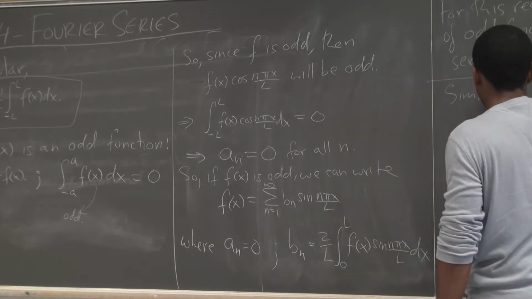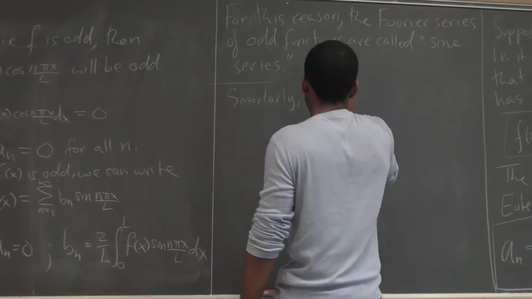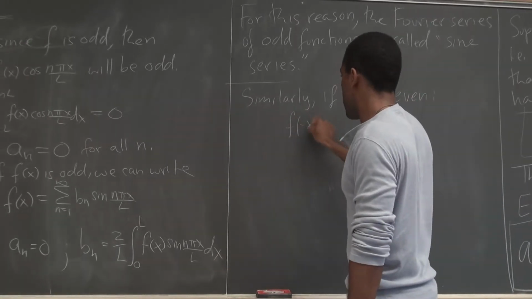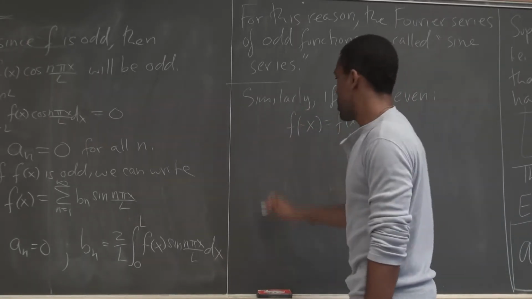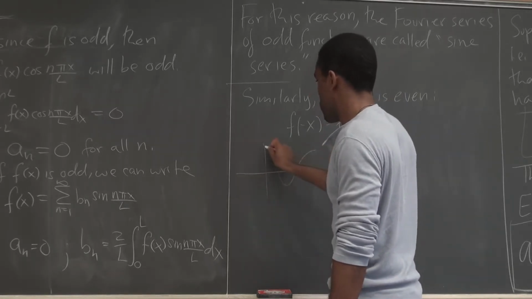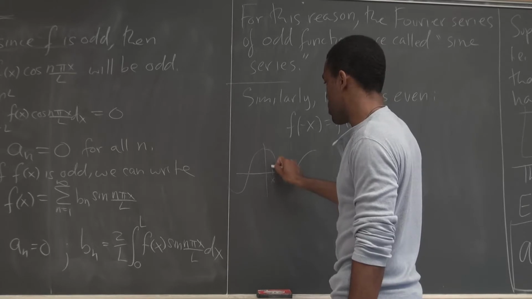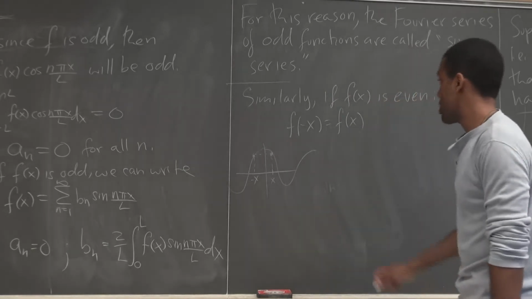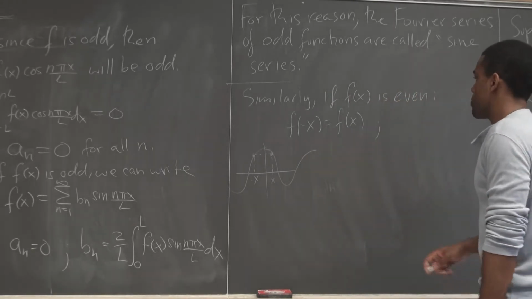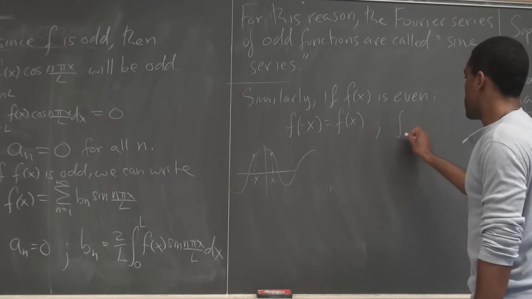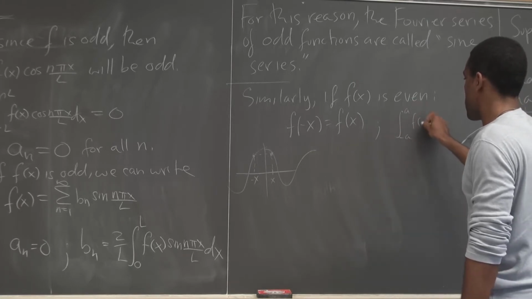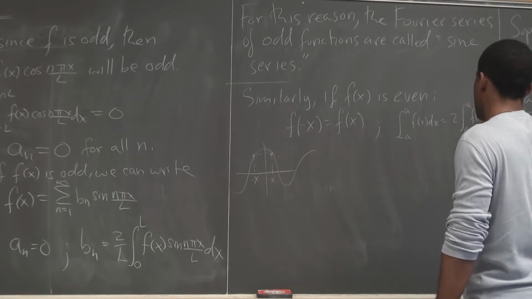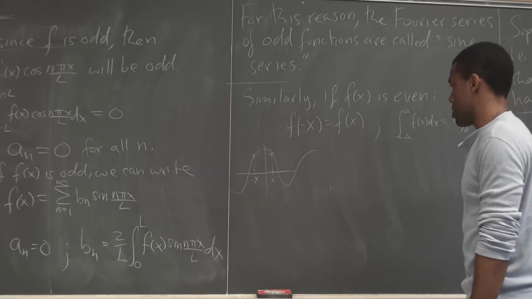Similarly, if your f of x is even, it means f of minus x is equal to the original f of x. Functions like cosine have this property. Notice here, if you put an x value, it's going to be the same as the minus x value. It's symmetric about the y-axis. It also means that the integral from minus a to a of f of x dx is just 2 times the integral from 0 to a of f of x dx. So this also cuts down on some of your work.